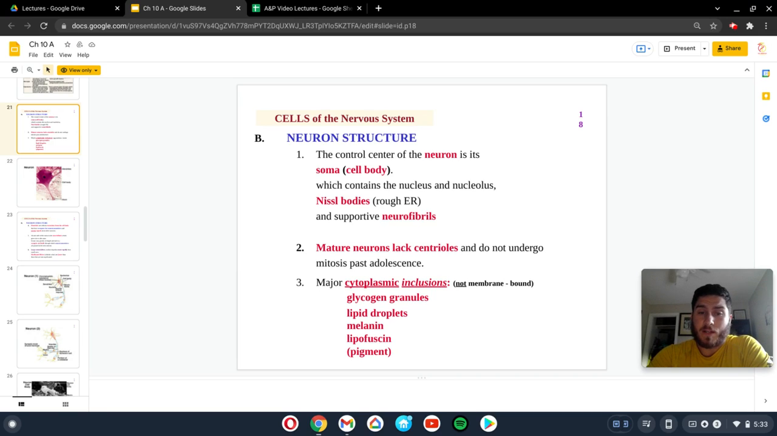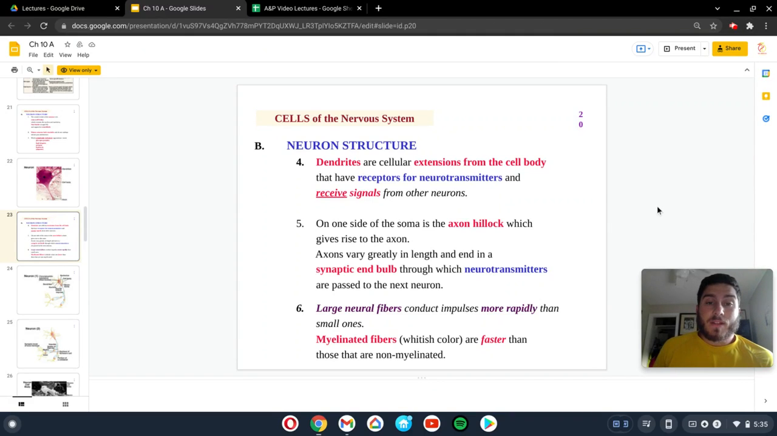If we look into the cytoplasm of the neurons, we're going to start to see a few non-membrane bound components, and these can be glycogen granules for energy. We can see some lipid droplets, melanin, and lipofuscin, which is a pigment found in the neurons.